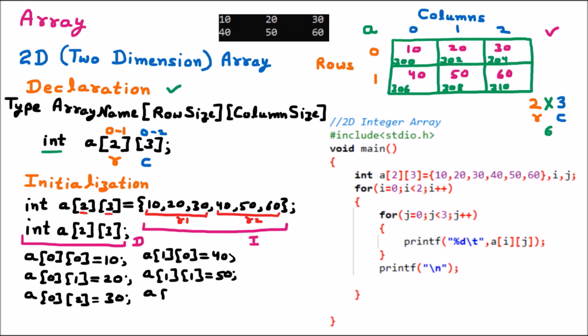Then afterward A, 1, 2. So first row, second column, the value is 60. So this is how individually we can also initialize the value.